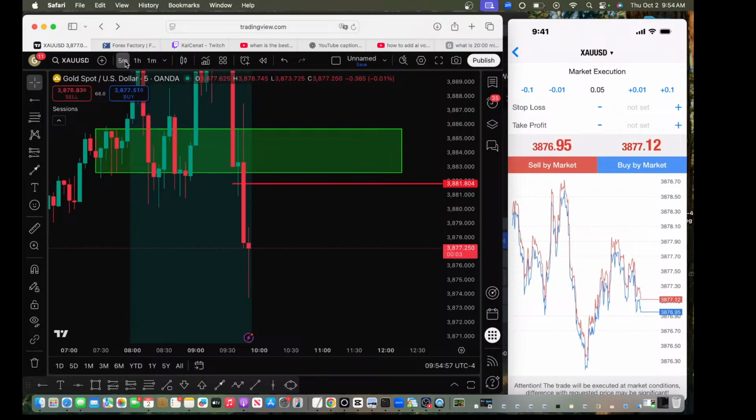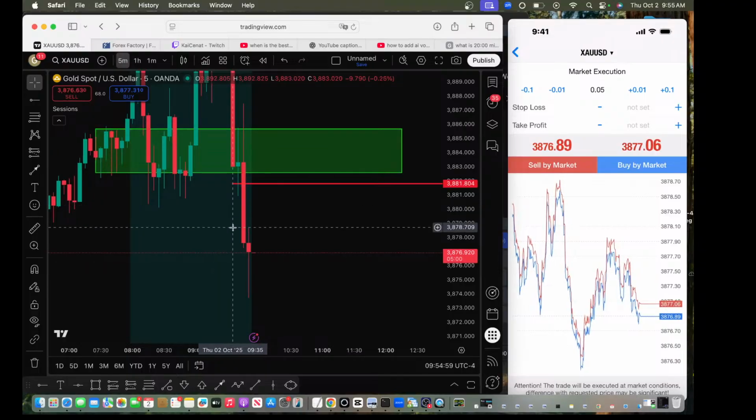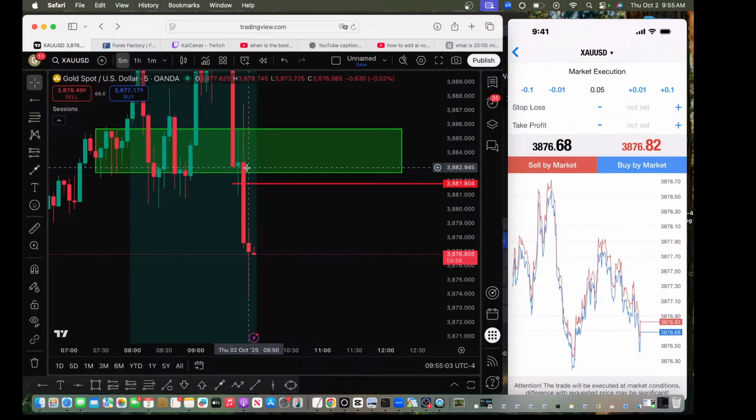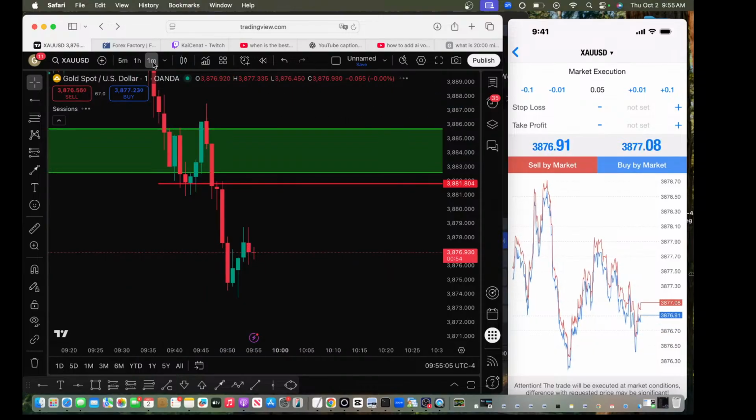It's official. Sellers are in control. We have 2 consecutive bearish candles breaking through a zone. Now we're just waiting for like a retest.